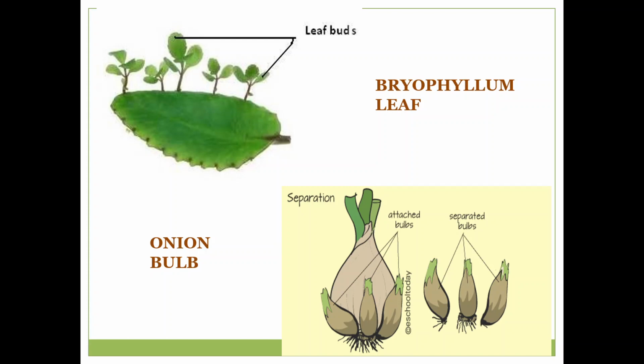From the leaf, the bryophyllum leaf produces new plants from the nodes on the leaf. When these plants get separated from the leaf, they develop individually into new plants. Onion reproduces through the bulb.